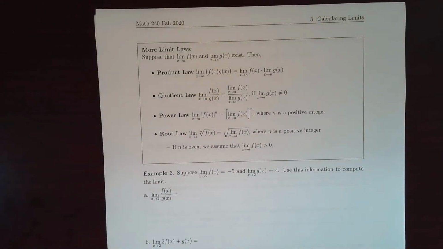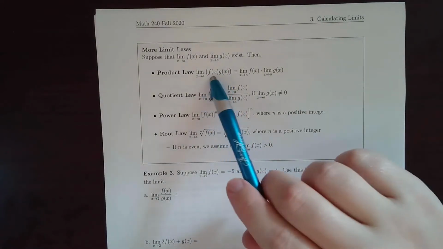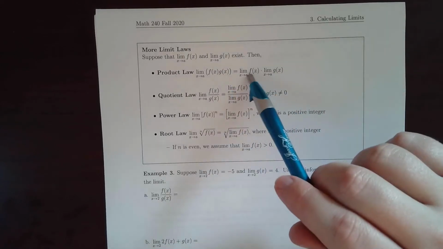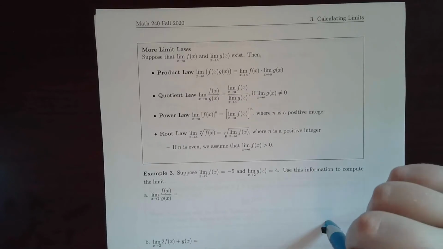So suppose again that we've got the limits for f and g existing as x approaches a. Then if we're taking the limit as x approaches a of the product of those two functions being multiplied together, we can go ahead and separate them, find their limits separately, and multiply those together.